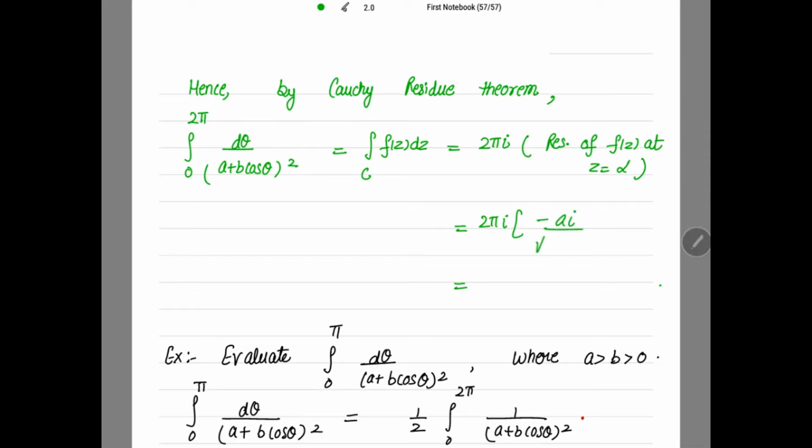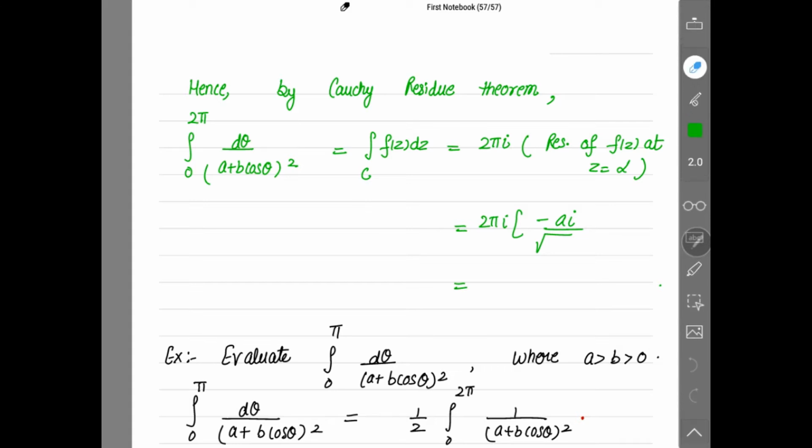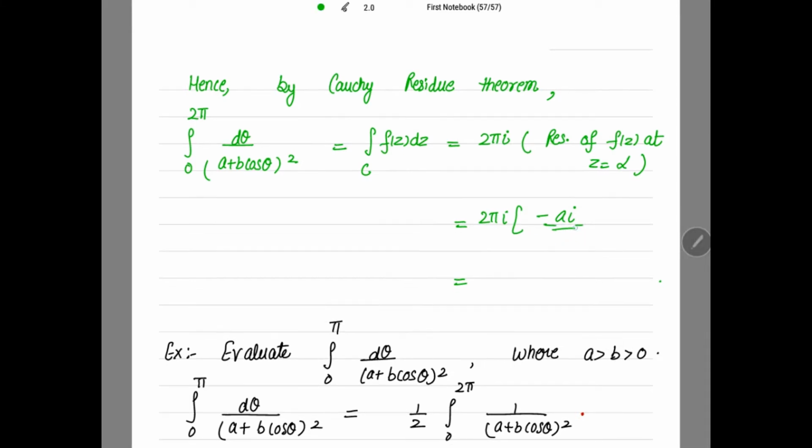Minus a iota over, is it a square root? No. (a square minus b square) to the power 3 by 2. Sorry. So (a square minus b square) to the power 3 by 2. And finally this answer is equal to, this iota squared is minus 1, so this will be positive 2 pi a over (a square minus b square) the power 3 by 2. Fine, here ends up the solution.